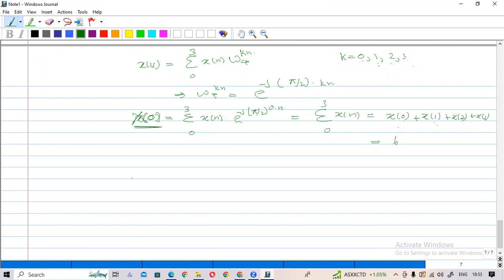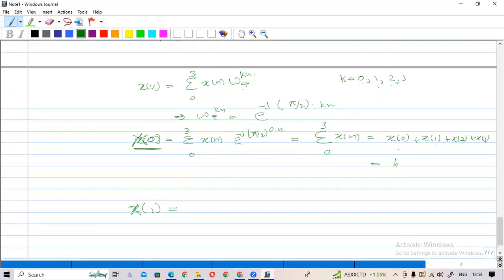Now let's say that you need to find X1, capital X1. How do you find the value? You have to write it the same way. Now k is equal to 1. So you can write this expression, the sum from 0 to 3 of xn. Now k is equal to 1.